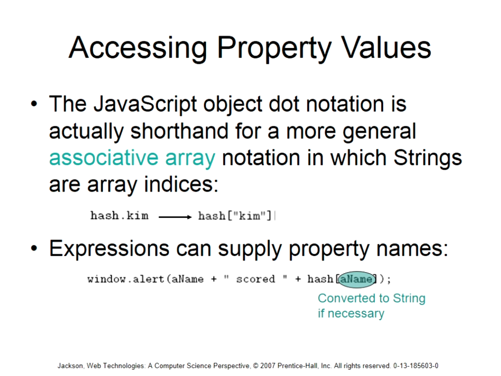So the JavaScript object dot notation is actually shorthand for a more general associative array notation in which strings are array indices. For example, if I want to get the value of the property key of the object hash, I can write hash.key. Also, I can use the array notation hash['key']. Is it clear?